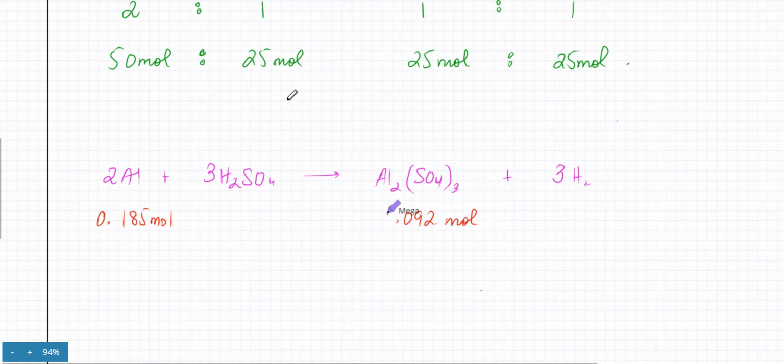So make it times 3. What do you get? 0.2775 moles of this and 0.2775 moles of the hydrogen, and for Al2(SO4)3 it was 0.0925. Anyway, the point is, if you know the moles of one of the substances in the equation, you can pretty much know the moles of all the other substances.